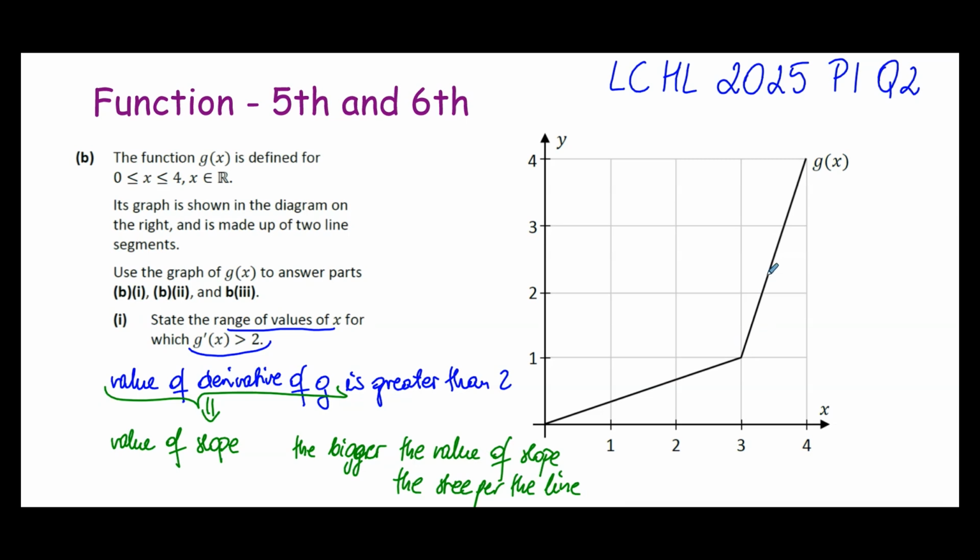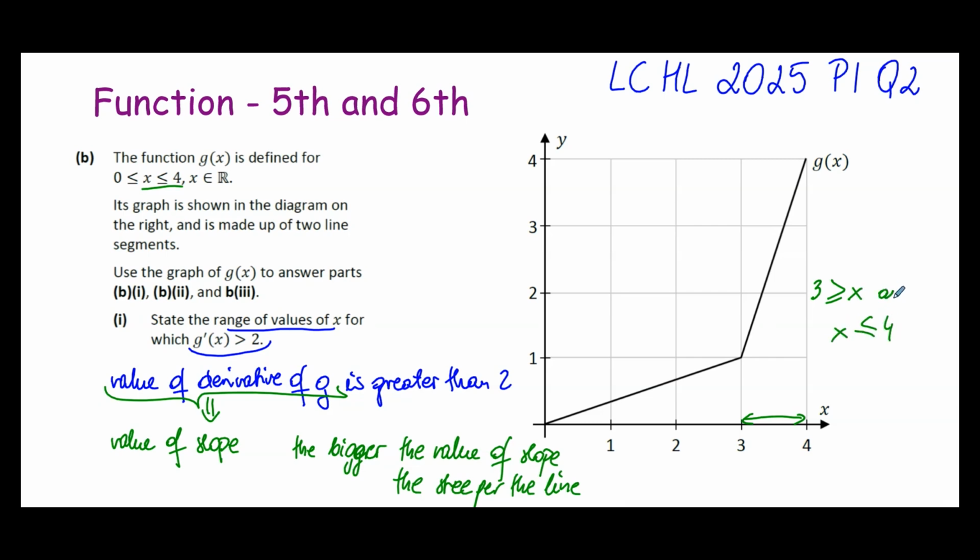So I can see that this is the part where the line is steep. Not steep. This one is steep as well. But this one is steeper. Therefore, that's the one where the value of the slope is the bigger number, greater than 2. So that means for these values of x, because our function is defined from 0 to 4, we are saying for x being greater than 3, or x being less than or equal to 4.